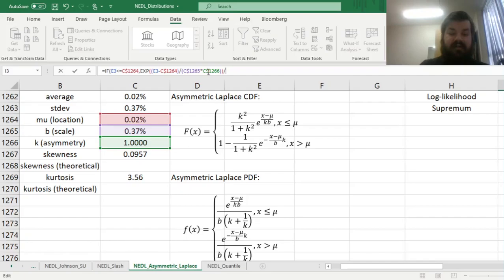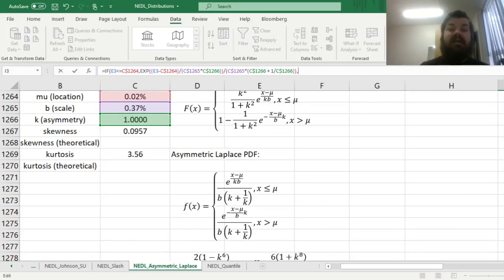And then we need to divide it by the scale parameter b, as in the standard Laplace distribution, times this adjustment parameter k plus 1 over k. So k plus 1 over k in the denominator. And that's what we need to do for the left-hand side of the distribution.